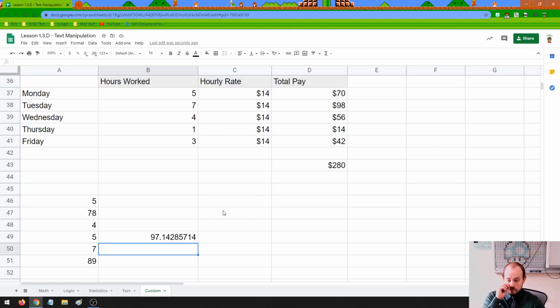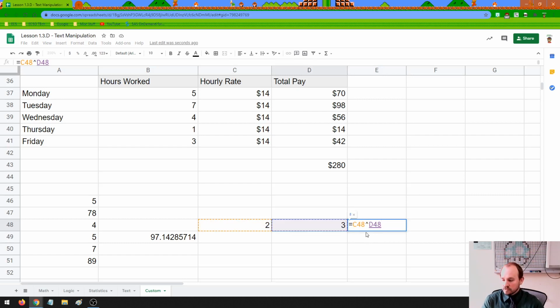You can raise items to powers. For example, this is 2 and this is 3. So I could say this is equal to this cell raised to the power of this cell. And that's 2 to the power 3, which gives us 2 times 2 is 4, times another 2 is 8. And that gives us our 8 right here.